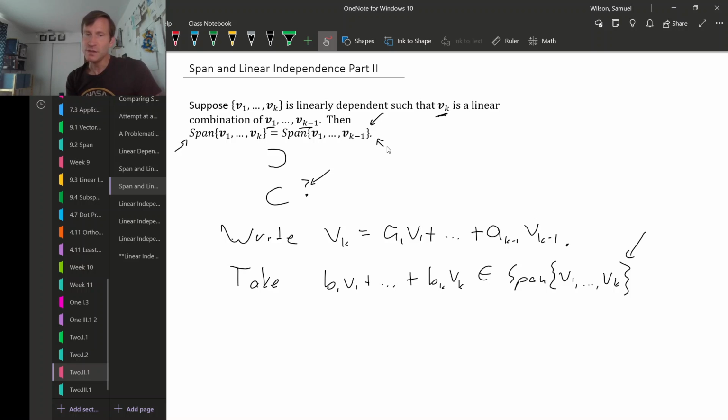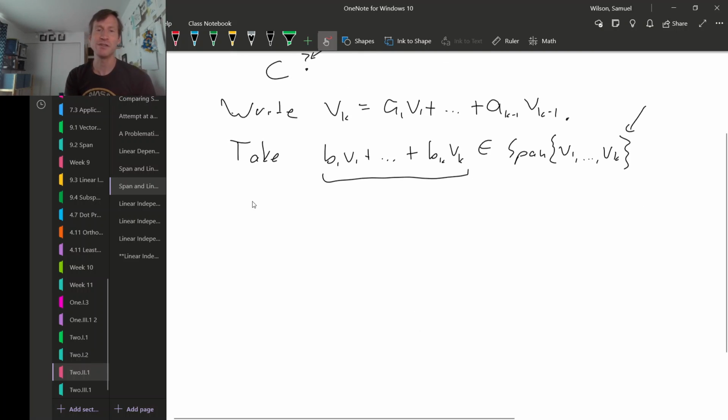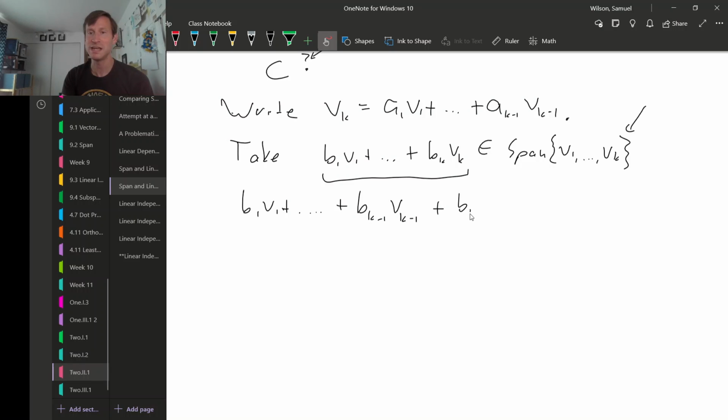All right, so how could we do that? Well, to do that, we need to show that this combination of the v's is actually a linear combination of v1 only up through v_{k-1}. So how could we do that? Well, let's write down all of these vectors. So b1 v1 plus ... up through b_{k-1} v_{k-1} plus the last one, bk vk. So what we want to do is do some algebra so that this term disappears, and we only have terms for v1 through v_{k-1}.